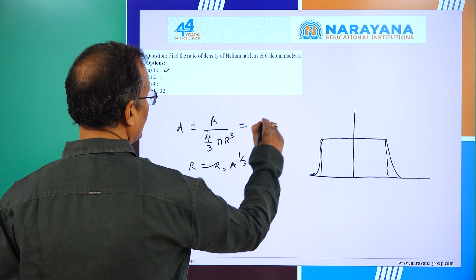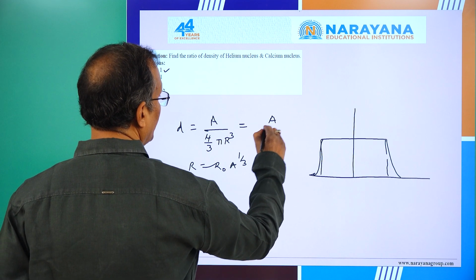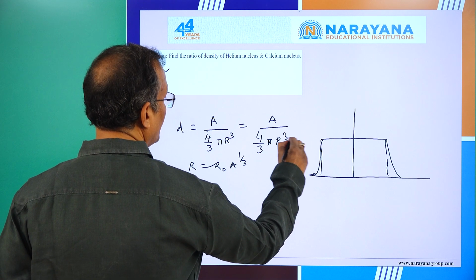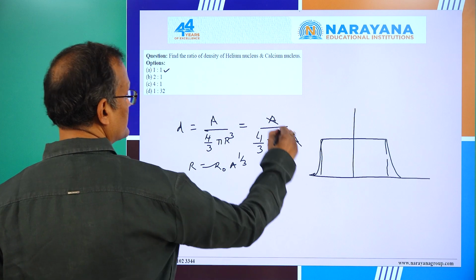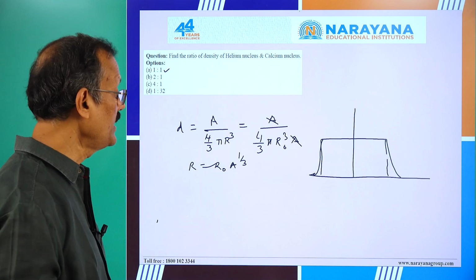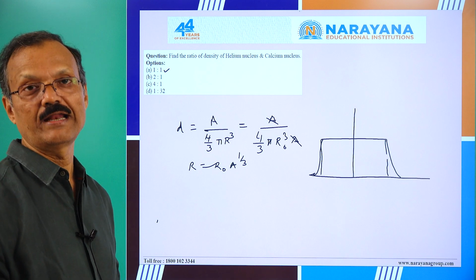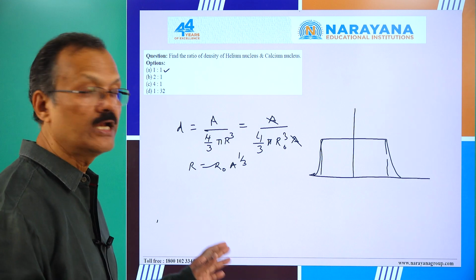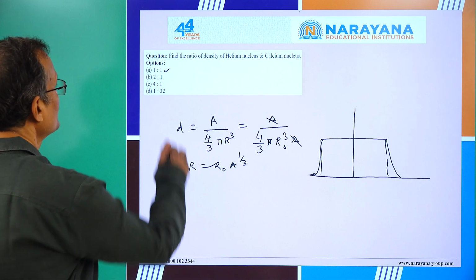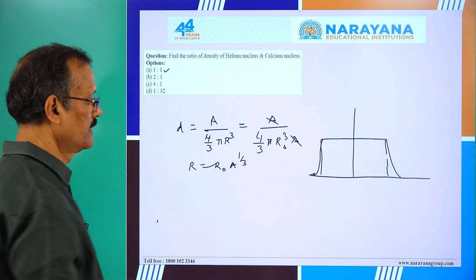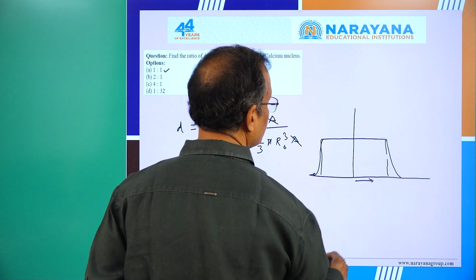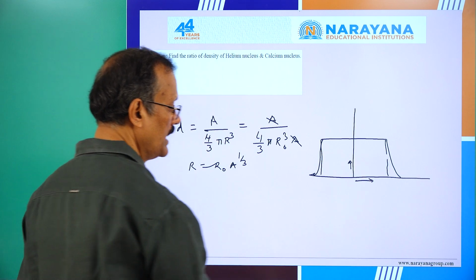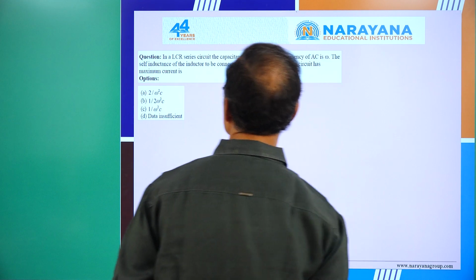If you go for here, then it will be A by 4 by 3 pi R naught cube. Again A, cancel. This is a constant quantity. Only for very, very lighter nuclei it will vary, or for very heavy nucleus it will vary. For remaining nuclei, it will always remain constant. So answer will be 1:1. Here you have taken distance from the center of nucleus. Here you have taken density. Is it clear to you? Now, let us move to next question.